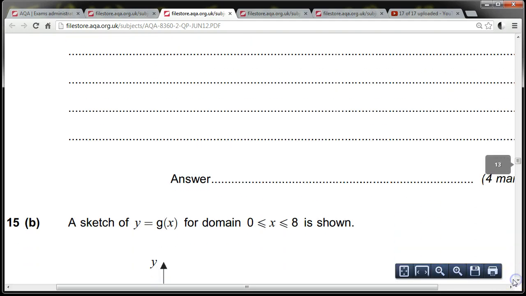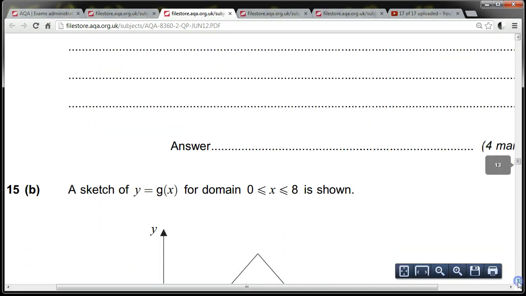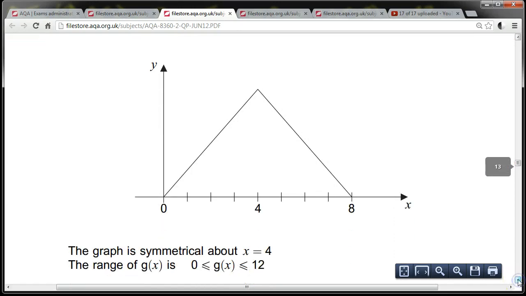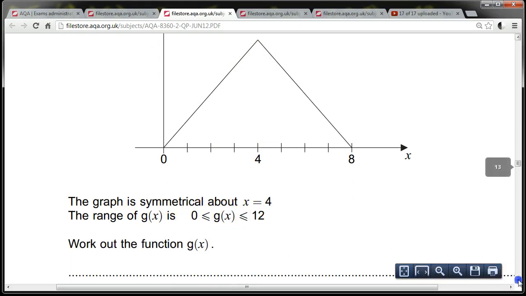A sketch of y equals g(x) for domain x between 0 and 8 is shown. The graph is symmetrical about x equals 4. The range of g(x) is between 0 and 12. Work out the function g(x).